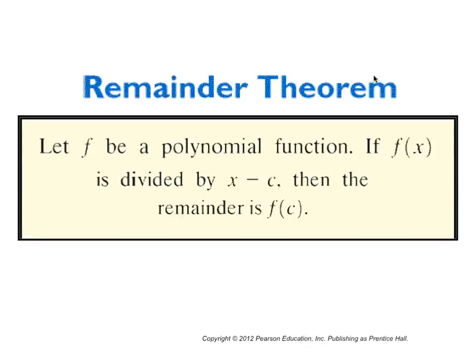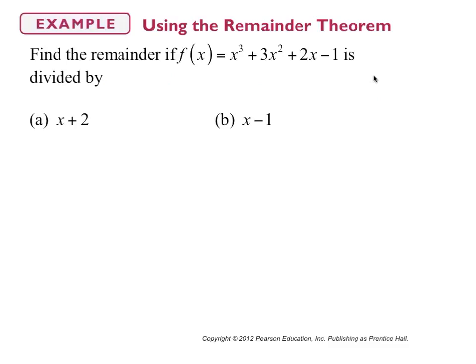So for the remainder theorem, if f is a polynomial function, if f of x is divided by x minus c, then the remainder is f of c. So essentially, let's figure out what would happen if we divided x plus 2 into x cubed plus 3x squared plus 2x minus 1. Now, I don't want you to actually do that. What we want to do is figure out what that remainder would be.